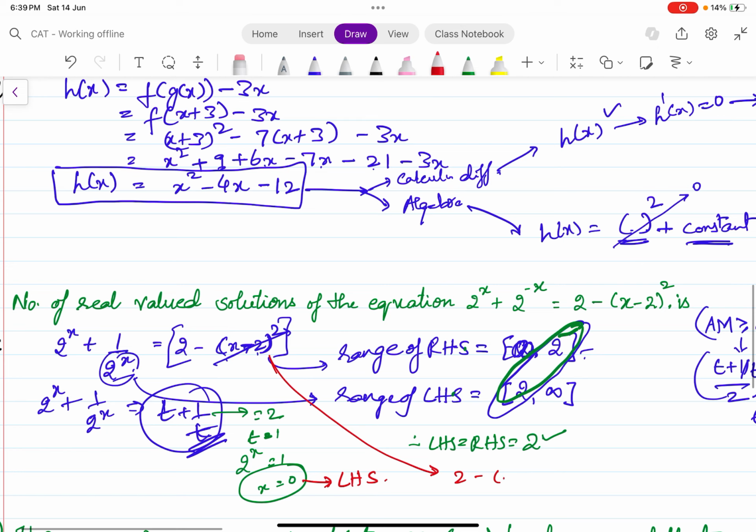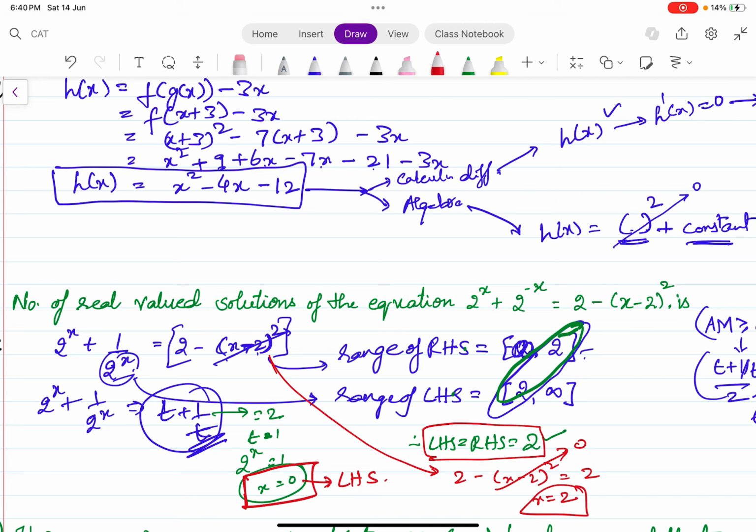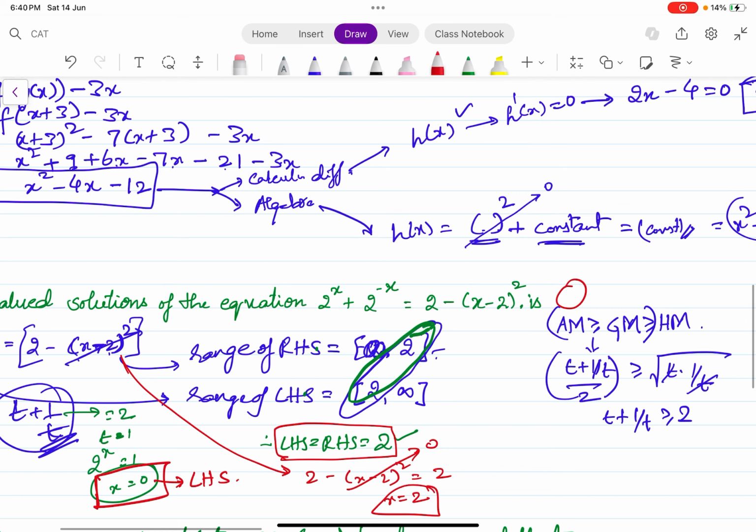Now let us see for RHS what is the value of x. So 2 minus (x minus 2) whole square is equal to 2, which means this should be 0, which means x is equal to 2. So if you observe, x is not equal on both LHS and RHS. Therefore there is no single value of x wherein LHS is equal to RHS is equal to 2. So the number of real solutions for this equation is 0.